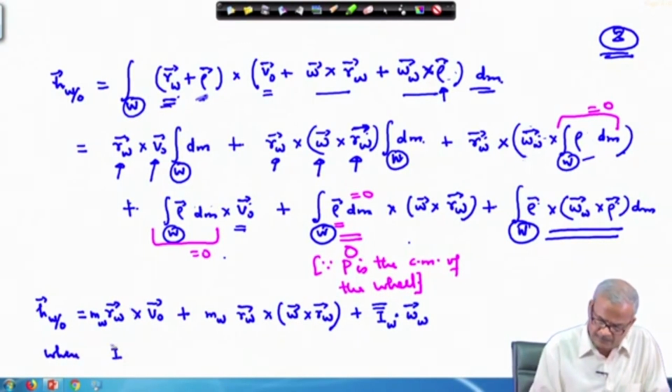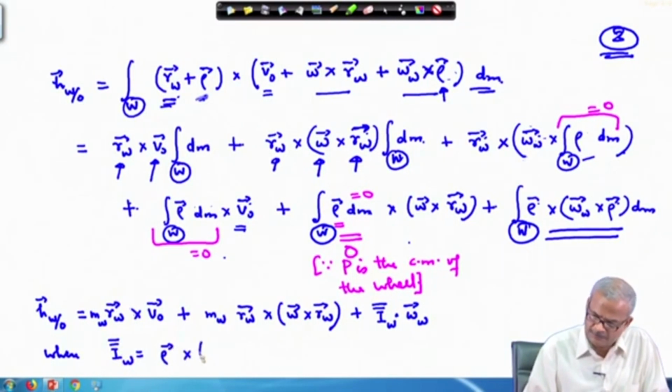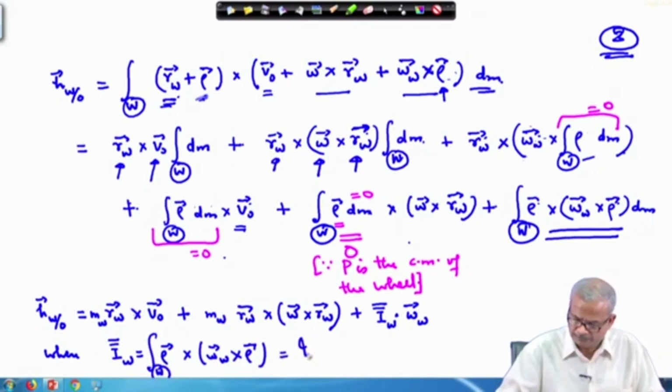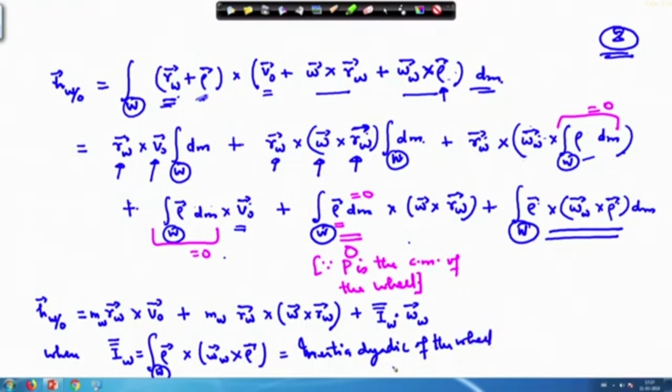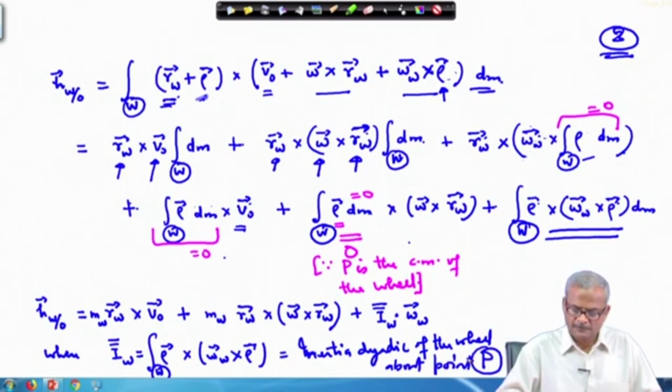where this is the quantity rho cross, the inertia dyadic of the wheel about point P.